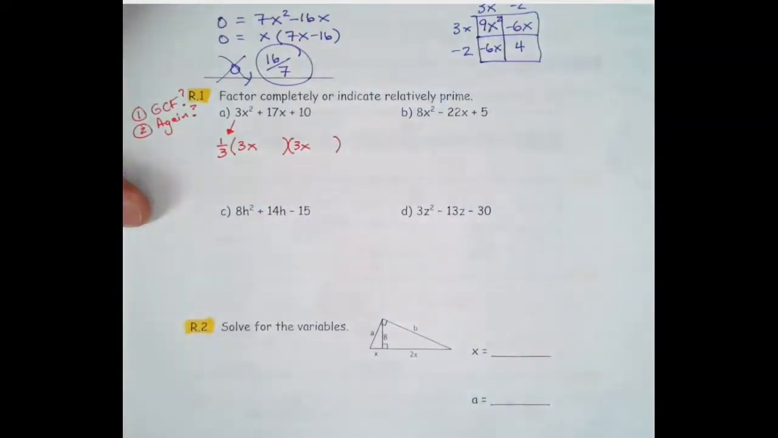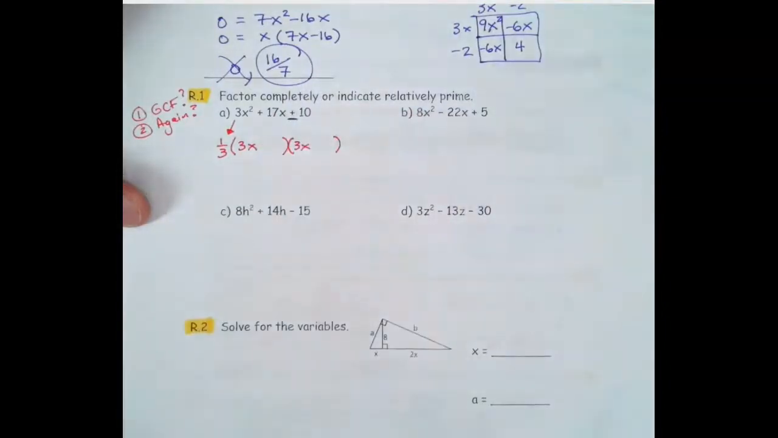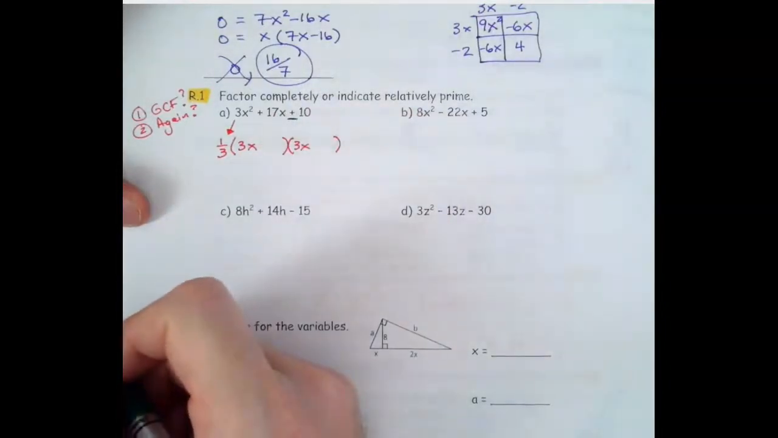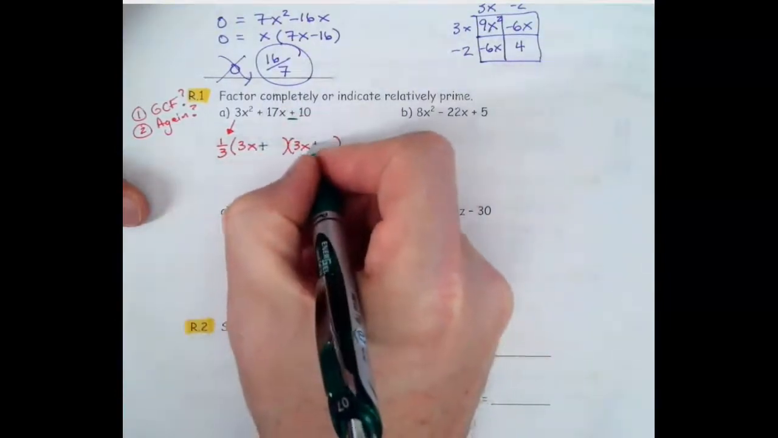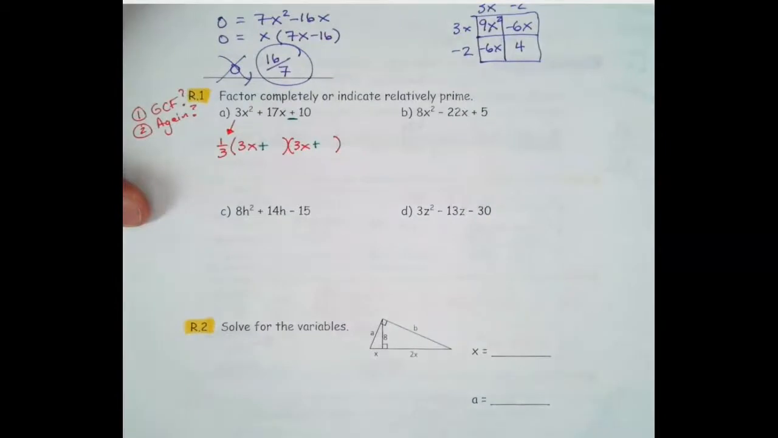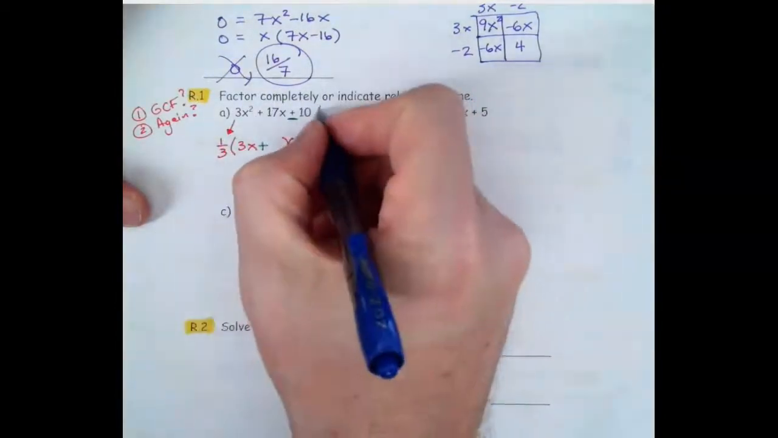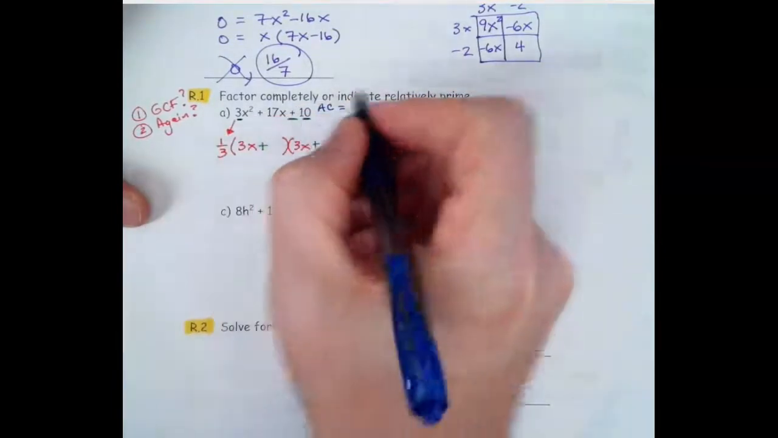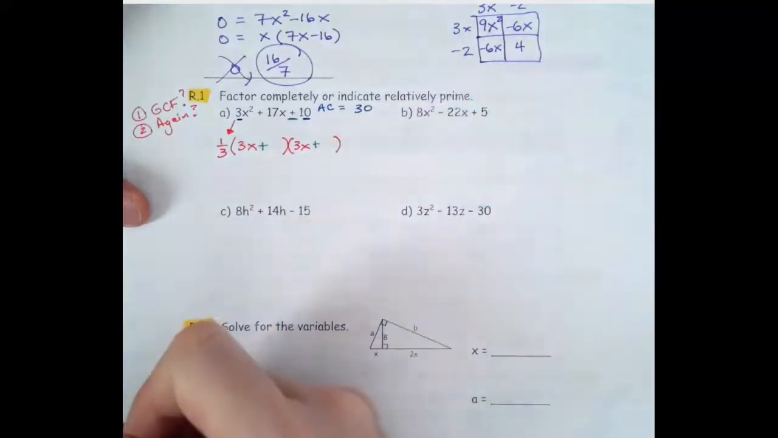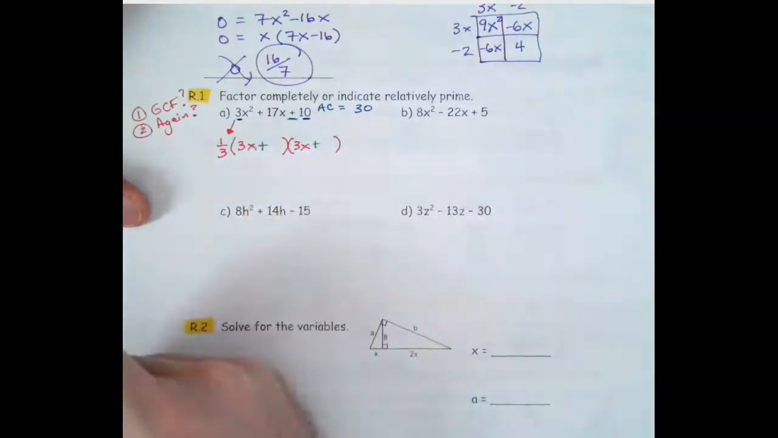Okay? So the next thing we look at is the sign here. That's positive. That means they both have to have the same sign. And since this is positive, then we know both of those are going to be positive. Okay? The next thing we do is we take a times c. So this is a and this is c. So that's going to be 30. And we figure out what factors of 30 add up to 17.